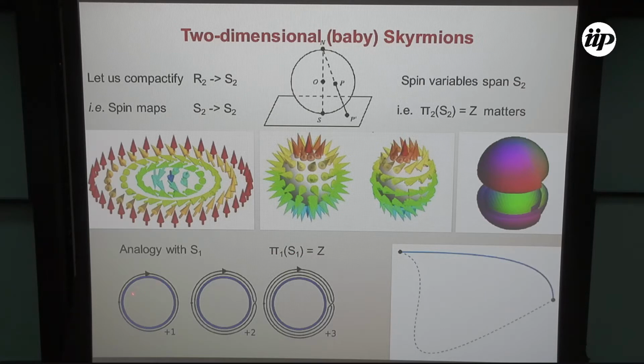And then you can see that if you go once around with your field, when you go once around the coordinates, this is one situation. You can go twice around or three times around and so on. And these configurations of the field are inequivalent. They are characterized by different charges, one, two, three, etc. And here it's easy to see how many times you wrap your field around your space. Here it's more complicated, but the idea is the same.